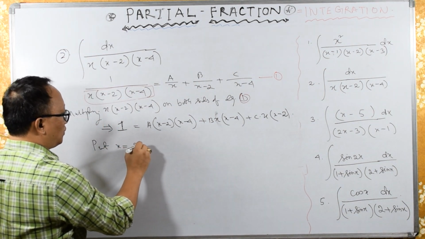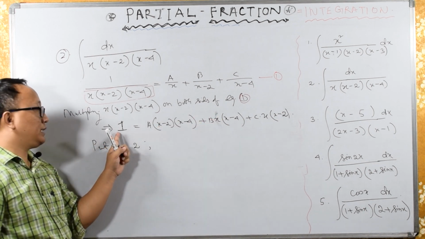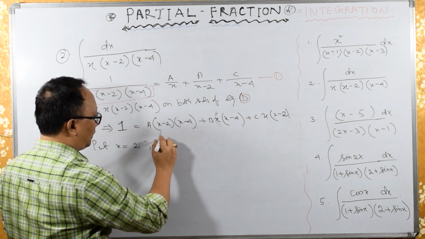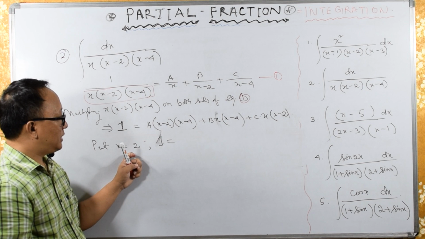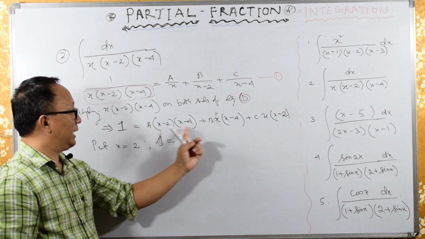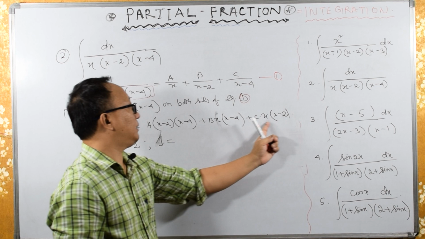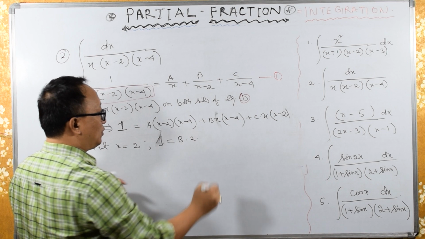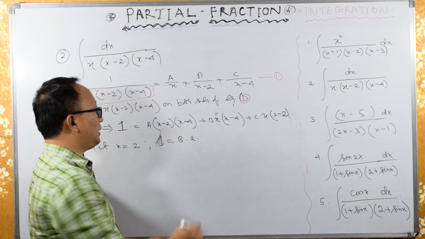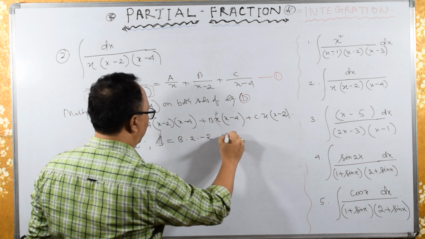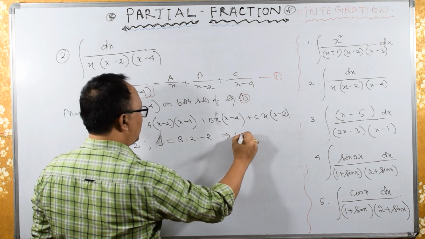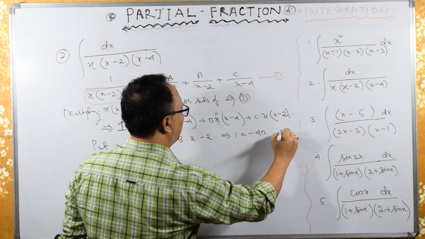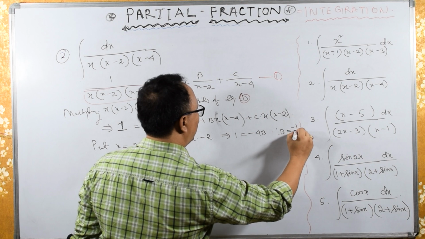Putting x equals 2, since there is a constant term over here, we don't have to put anything into the x. So we have 1 equals, if I substitute x equals 2 over here, this whole term will get 0 because 2 minus 2 is 0, and this term also will get 0. So I will have b into 2 into 2 into minus 4, what do we get? We'll get minus 2. This implies 1 equals 2 twos are 4, minus 4b. Therefore b equals minus 1 by 4.